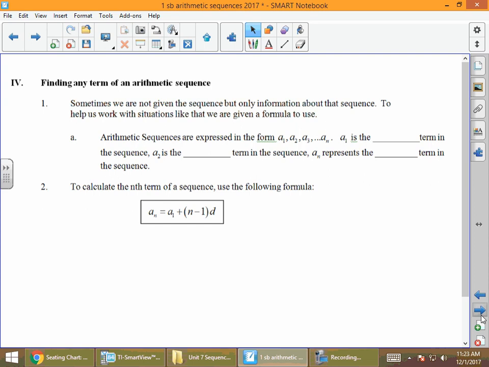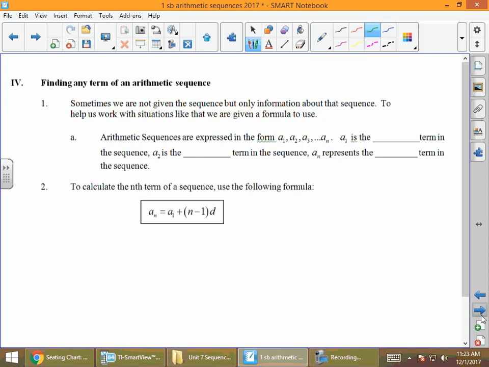As we flip over on the back of our notes here, sometimes we're not given all the information. We're not given the sequence, but only information about the sequence. And to help us work with situations like that, we're given a formula that's boxed in there on number 2. Just a little bit more information about arithmetic sequences is they're expressed in this form of a sub 1, a sub 2, a sub 3, dot, dot, dot, a sub n.